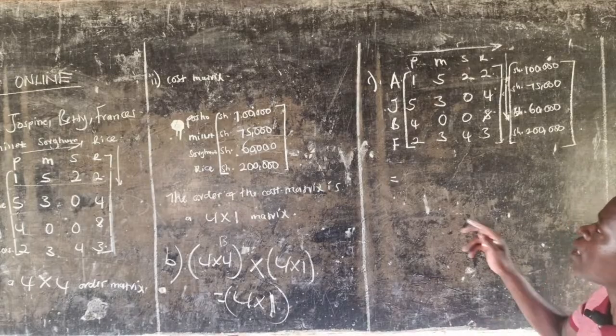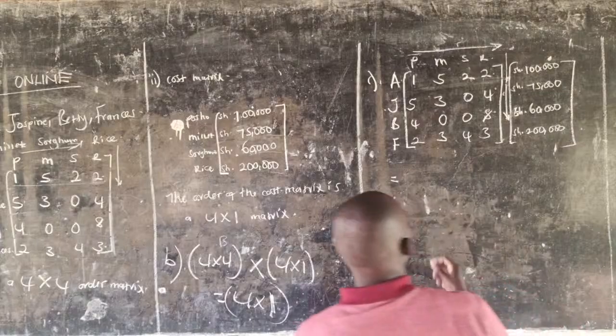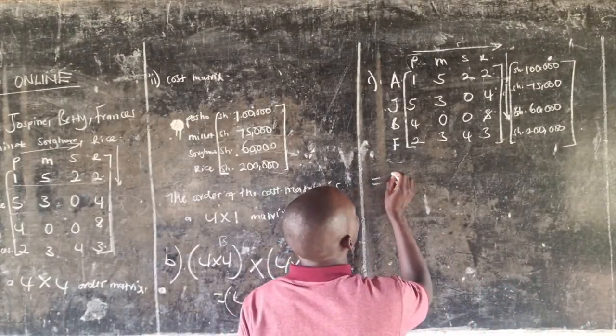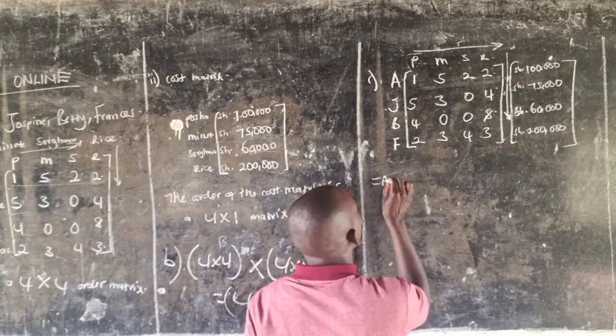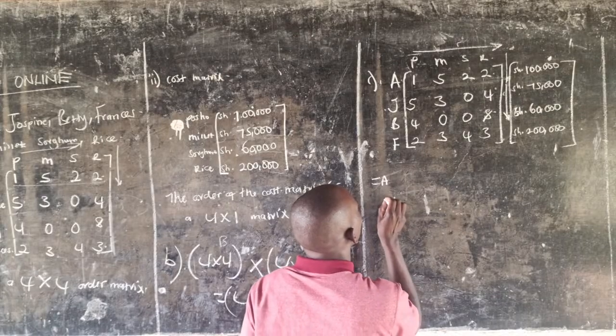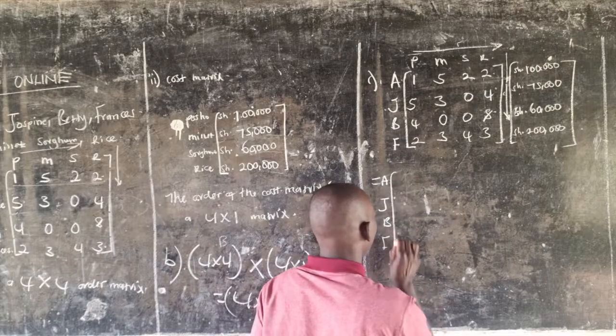You repeatedly do that for the rest of the members. Just pin Betty and Francis. Let's waste no time, and we handle that. So we shall, of course, have to maintain these members here: Arayo, Josephine, Betty, and Francis.